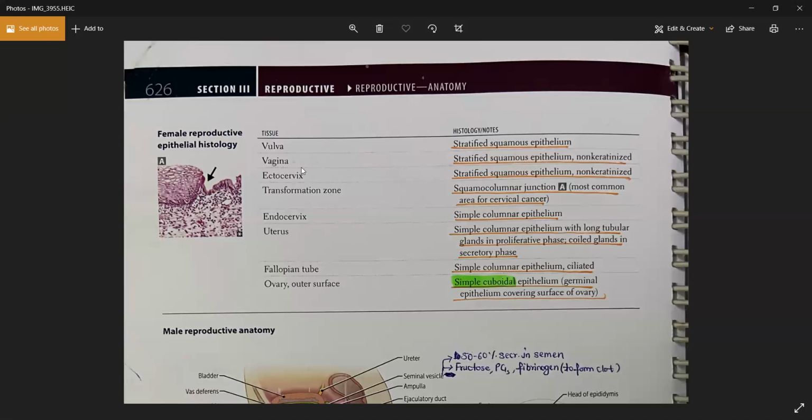That's why you have vaginal cancers, vulvar cancers, and cervical cancers that can be caused by the human papilloma virus. You cannot have any uterine cancer caused by the human papilloma virus, right? So remember that fact also: the human papilloma virus can only affect the stratified squamous epithelium, and that means it can cause any cancer from the vulva up to the ectocervix.